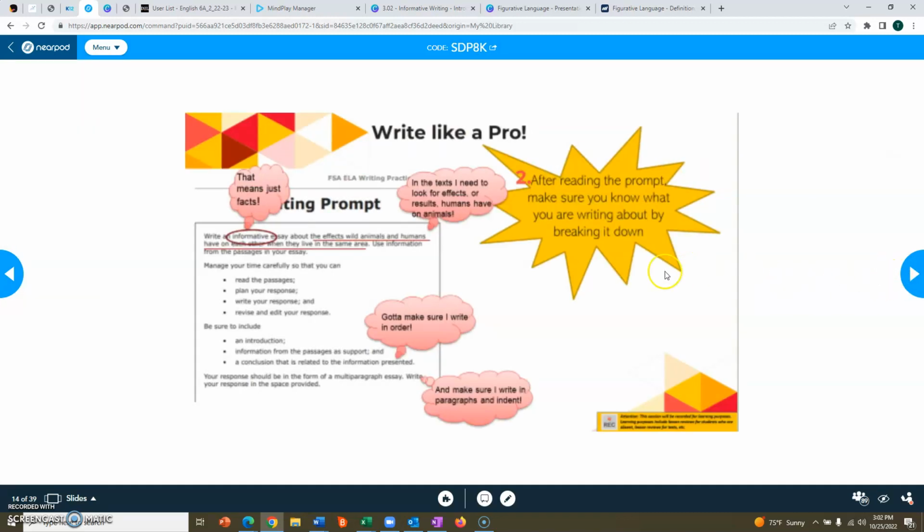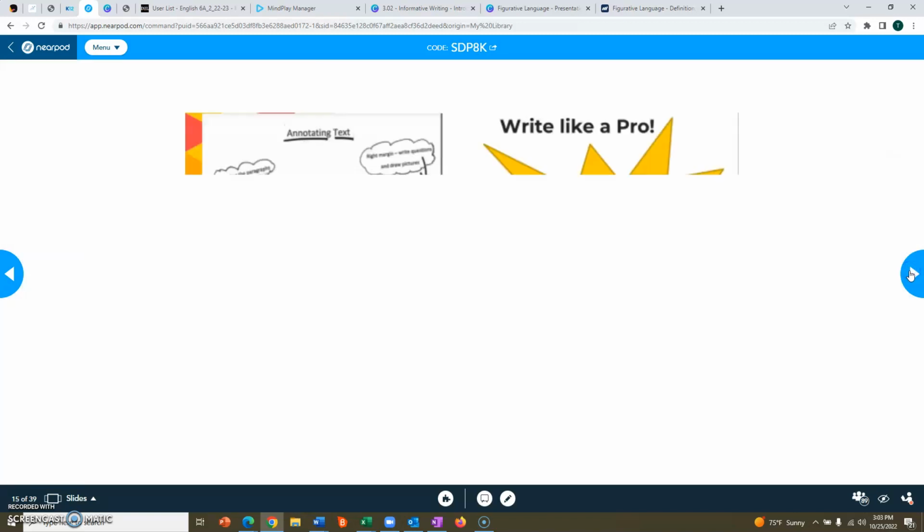After you've read your prompt, you want to then break down that prompt. You're still reading your prompt, but you want to break it down so you can really, really understand what they're asking you to do. And we're going to work with that on Thursday in whole group class. We're going to work with how to break down your prompt. So after reading the prompt, make sure you know what you're writing about by breaking it down. And I'm going to show you how to break down your prompt on Thursday. It's quite easy too.